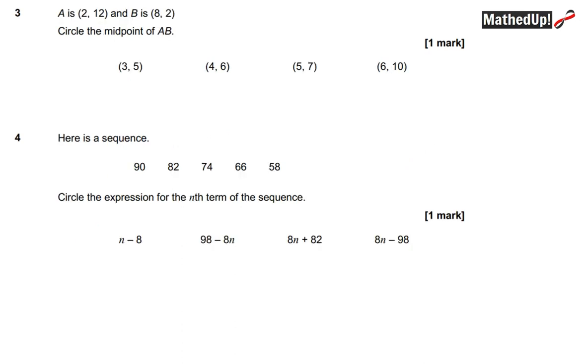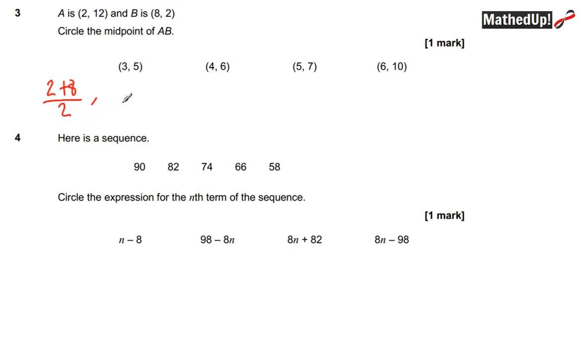Okay, question number 3. A is (2, 12) and B is (8, 2). We want to circle the midpoint of AB. So in order to work this out, I need to find the midpoint of the x coordinates and the midpoint of the y coordinates. So to find the midpoint of the x coordinates, I'm going to do 2 plus 8. So I add them together and divide by 2 to find the midpoint.